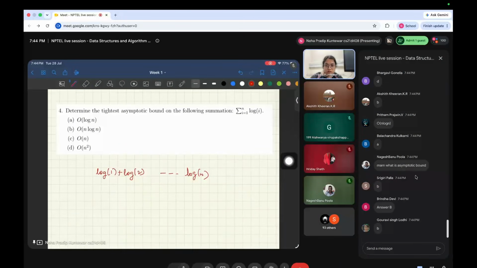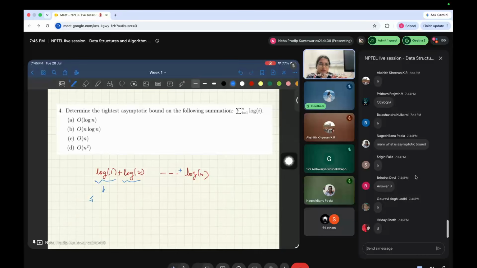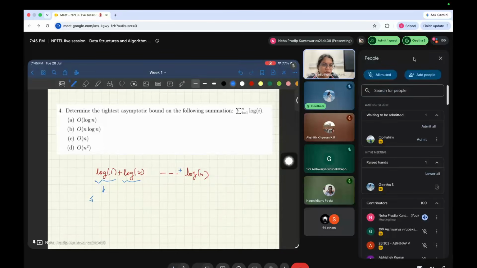If you do a very brute analysis, you can say that all of these elements are at most... If you assume that there are n elements and all of them have a value of at most n, then you get n square.